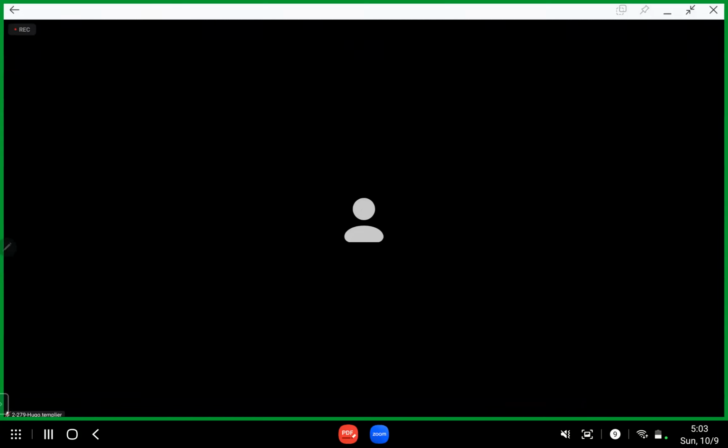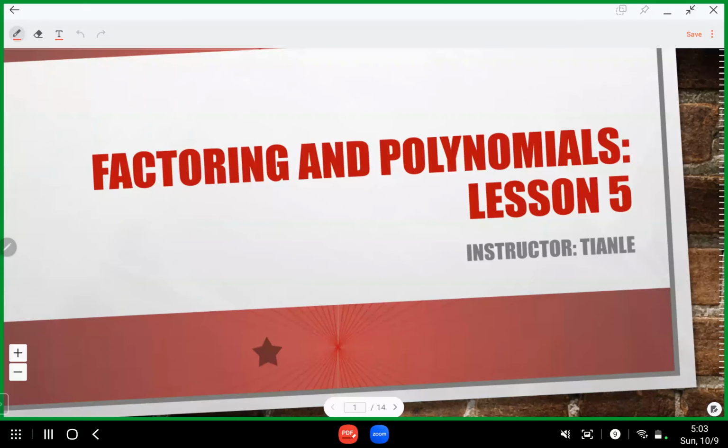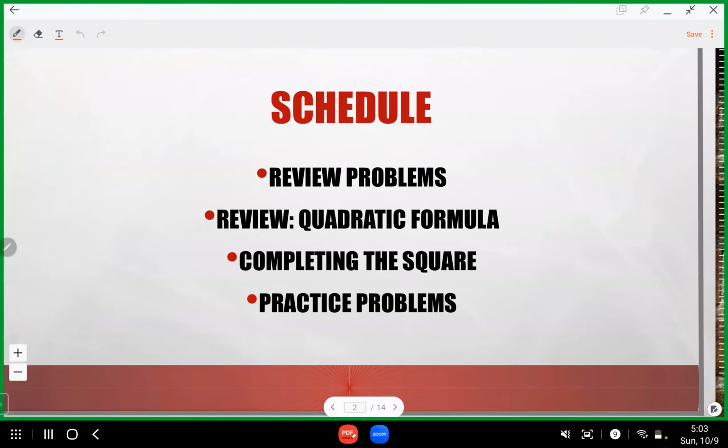Let's begin. Today will be the 5th lesson of factoring and polynomials. Mostly we're focusing on quadratic equations now. I think after this class, we might have a little one about graphing quadratic equations, but that's not too important right now. So for today we'll do some review problems, just the homework problems. We'll review the quadratic formula, and I'll introduce completing the square as the third big method to solve quadratic equations.